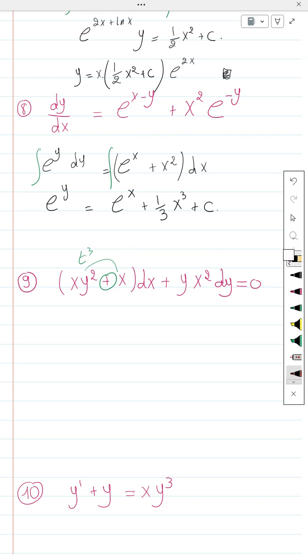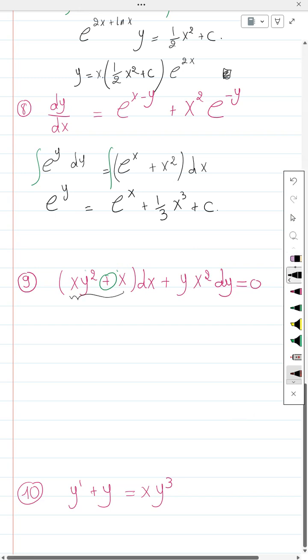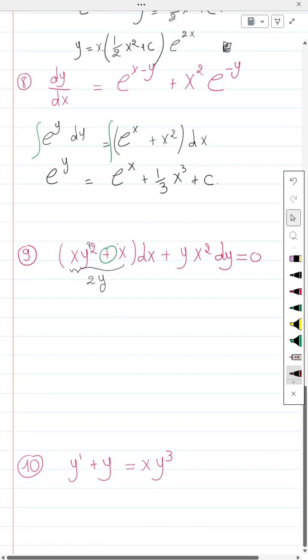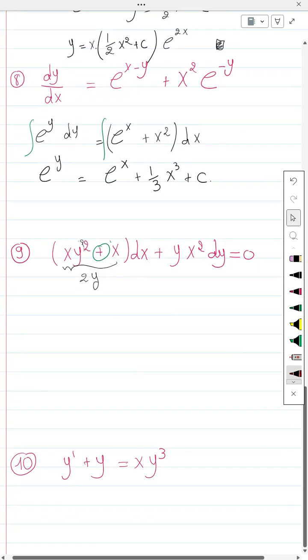We should think whether it's an exact differential equation. By taking the derivative of this with respect to y, we're going to obtain 2y, and here with respect to x, we're going to get 2x. Sorry.